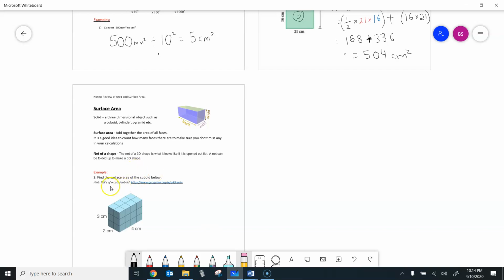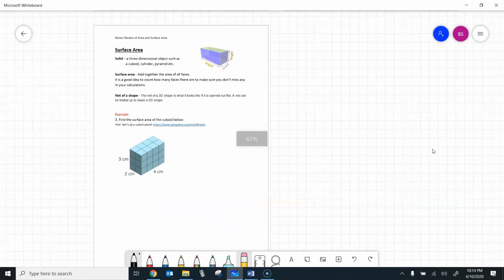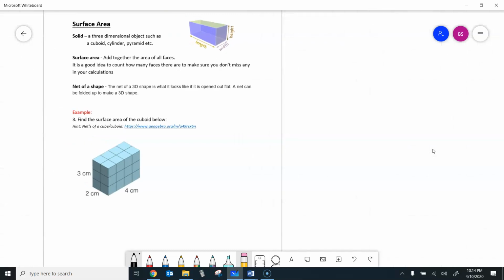All right, so this question here says, find the surface area of this cuboid. So I'm actually going to do it first of all without using the net, and then we're going to use the net. So we'll do it 2 different ways. You can pause the video if you like and have a go at finding the surface area before I do it.